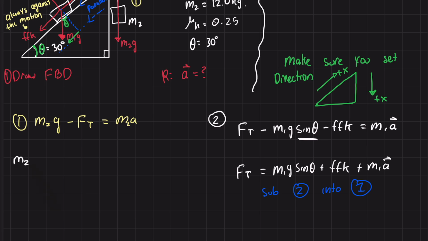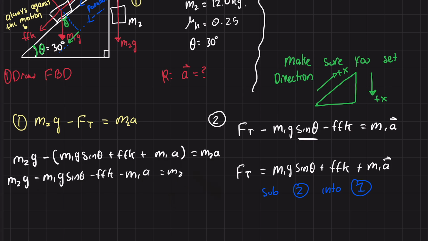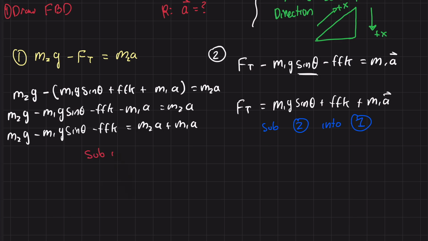Once we've done that, it's just algebraic steps from there. It's important that when you sub Ft back into the first equation, you keep brackets around that substitution. Therefore, you don't mix up which components are positive and which components are negative. We still have one more unknown, and that is the force of friction.